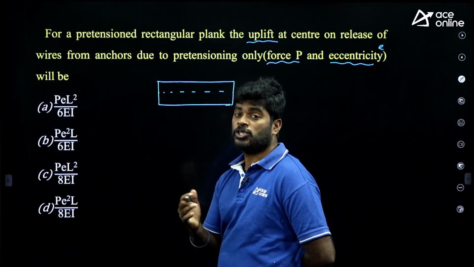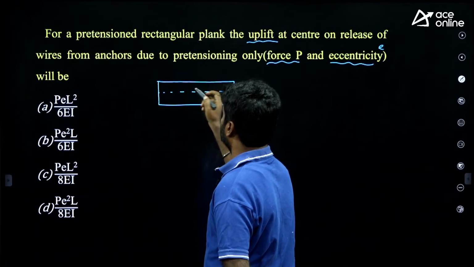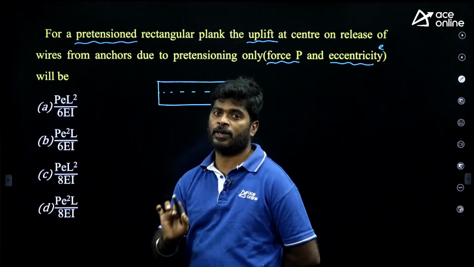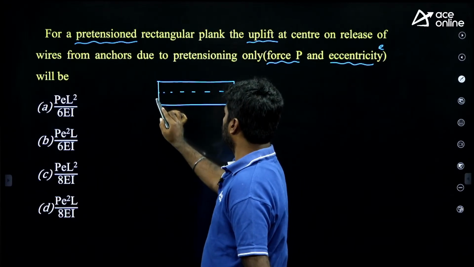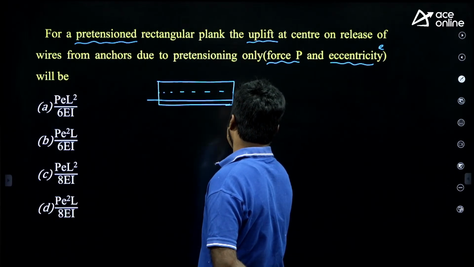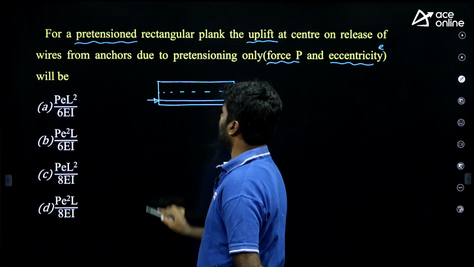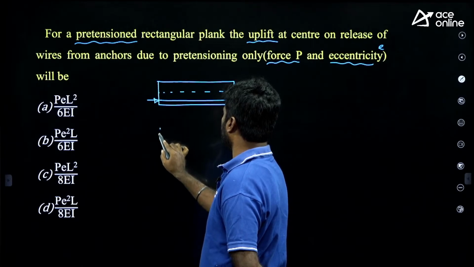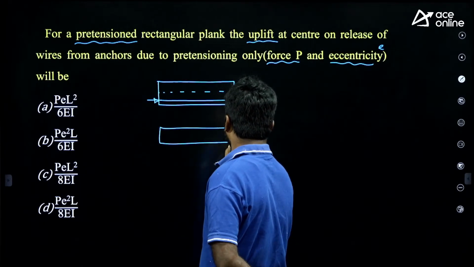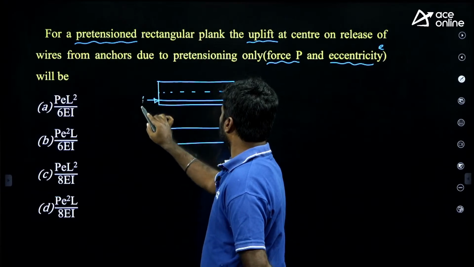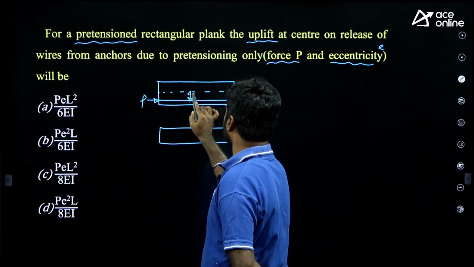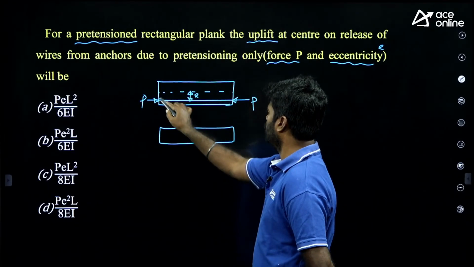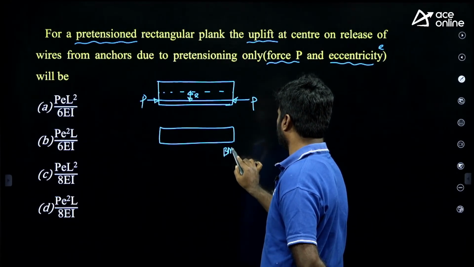Next, which shape of cable? They have not mentioned in the question, but it is given that it is pre-tensioned. In the pre-tensioning method, we have to provide straight tendons only. Because of the straight tendons, the beam will lift up. Okay, the bending moment diagram corresponding to the given force system will be like this. Here moment will come, here moment will come.